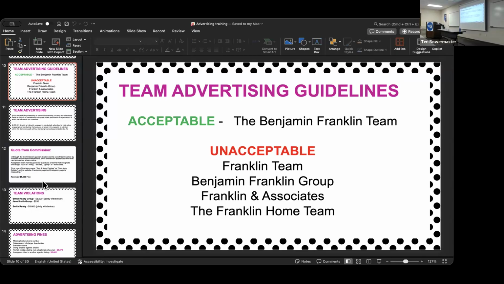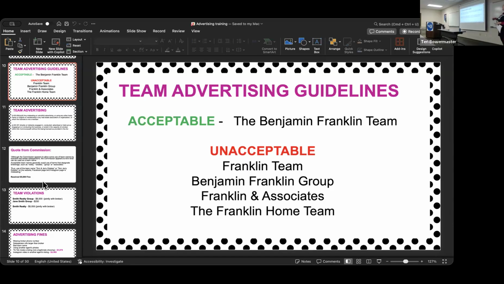Here's where we get into trouble. Here's the two statutes they're using for enforcement. First one, misleading or untruthful advertising, okay? Because you're making it look like a brokerage, and it's not. So anything that makes it sound like a company and not a team, they're calling it misleading advertising.